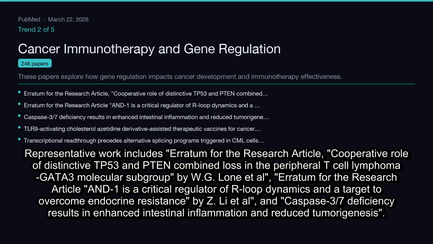Representative work includes erratum for the research article, cooperative role of distinctive TP53 and PTN combined loss in the peripheral T-cell lymphoma, GATA3 molecular subgroup by W.G. Lone et al., erratum for the research article, and 1 is a critical regulator of R-loop dynamics and a target to overcome endocrine resistance by Z. Lee et al., and caspase 3-7 deficiency results in enhanced intestinal inflammation and reduced tumorigenesis.